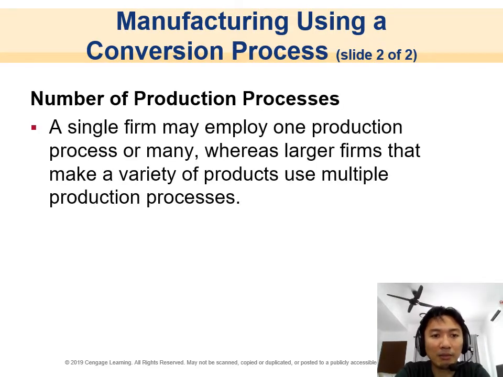The third one is number of production processes. Normally a single firm might use one production process or several different production processes. But in general, the larger firms that produce a lot of different varieties of product would use multiple production processes.